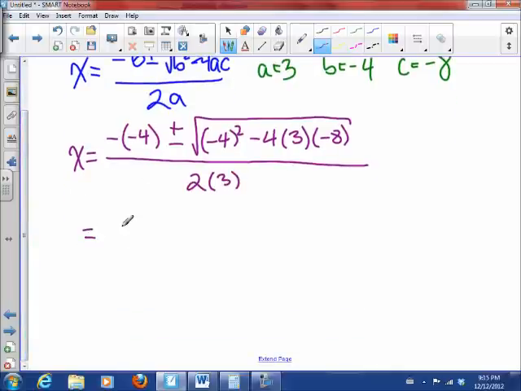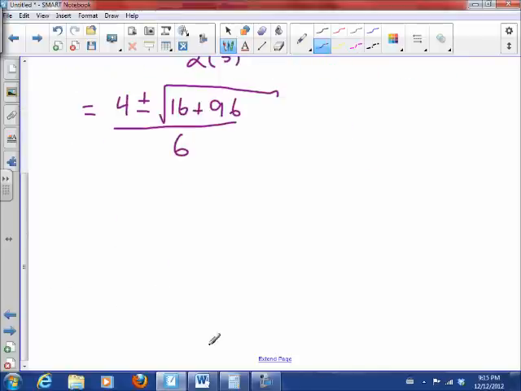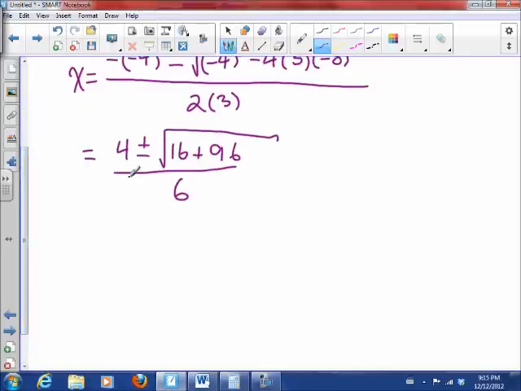So negative 4 is positive 4. Negative 4 squared is 16. Minus negative is going to be plus. 4 times 3 is 12, times 8 is 96. So we're almost there. We're just going to keep simplifying little by little.